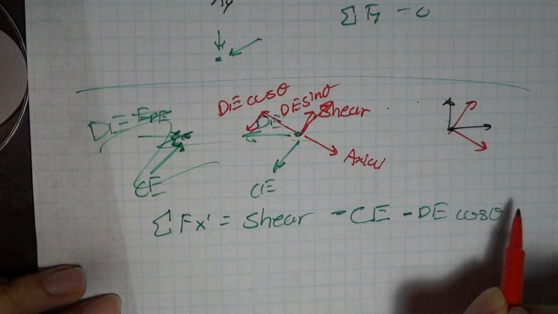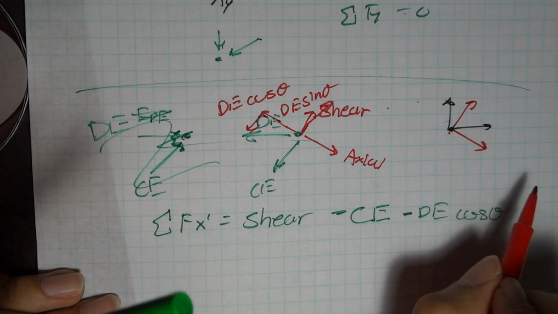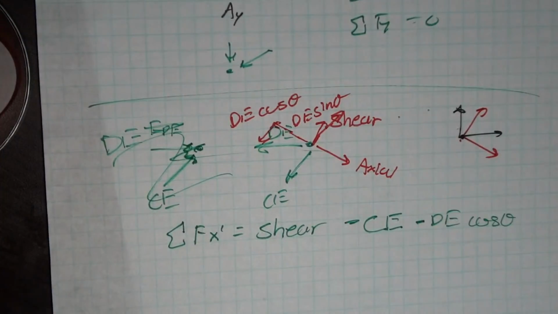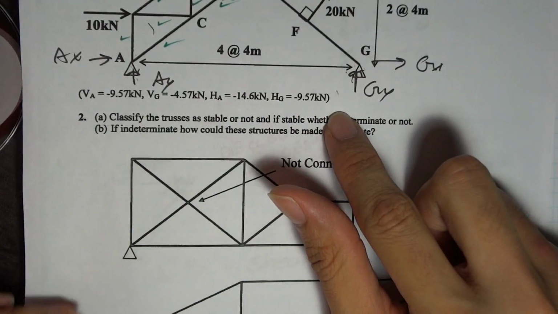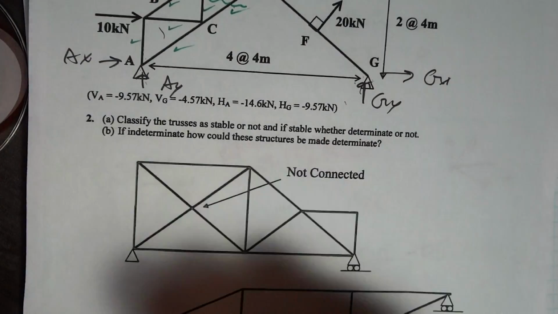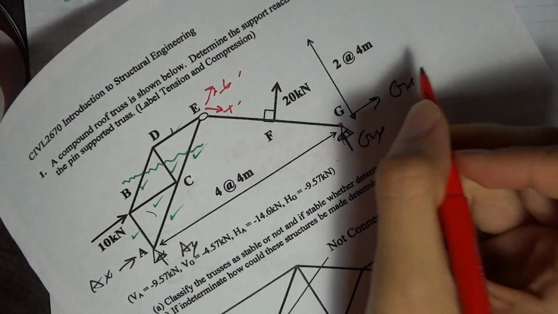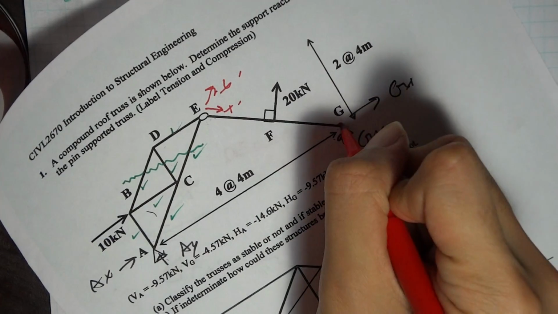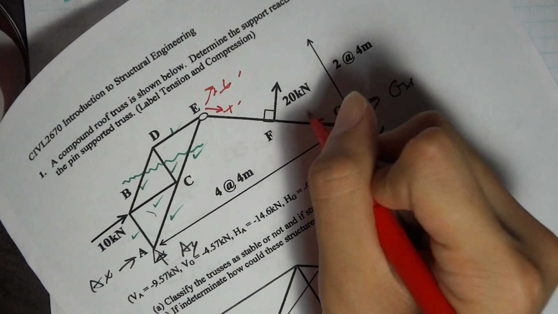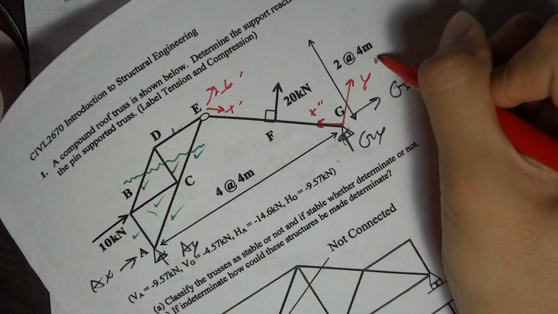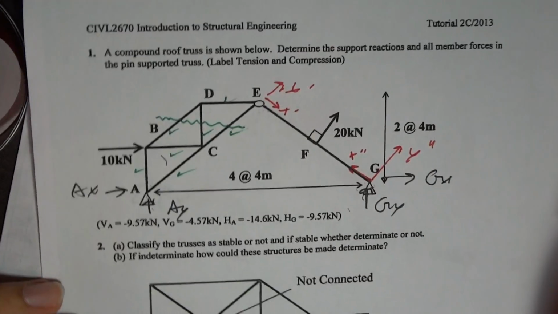I'm just rotating my coordinate system a little bit just to make the problem easier. If that bothers you for whatever reason, you have the reactions here, right? You can do the same thing at G. If I'm doing it in G, let's make x positive going that way. I'll call it x double prime. And y double prime going positive that way.